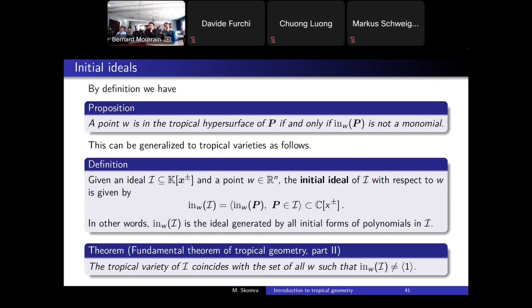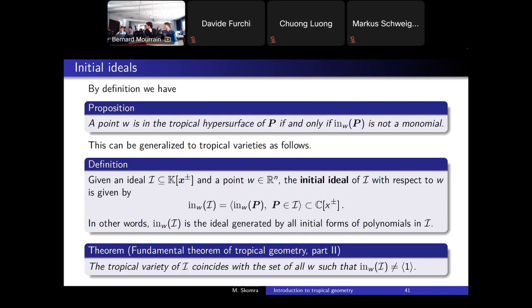And this is generalized to tropical varieties as follows. This is a nice definition that I wanted to show you: if you have an ideal over these Laurent polynomials and the point W, then you can define what is known as the initial ideal of your ideal. So you take all of the initial forms. Now these are polynomials over complex numbers, and you look at the ideal generated by them. So now you get an ideal over complex numbers.